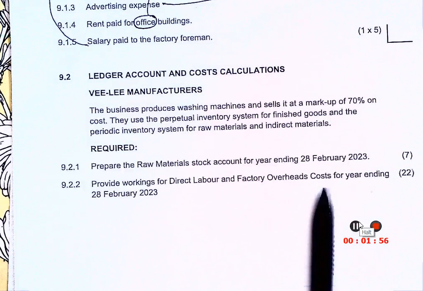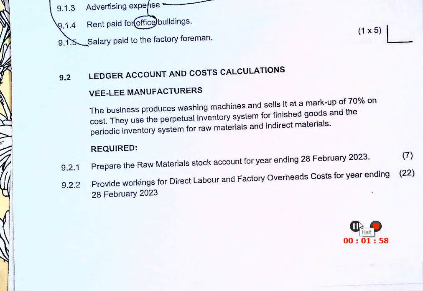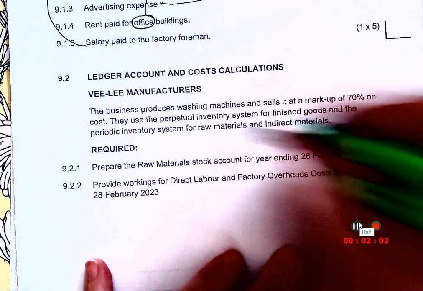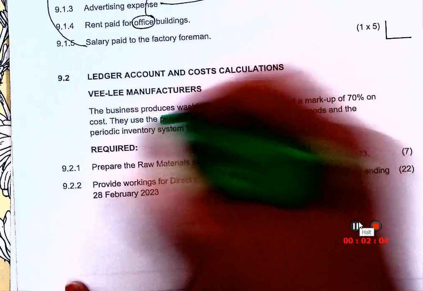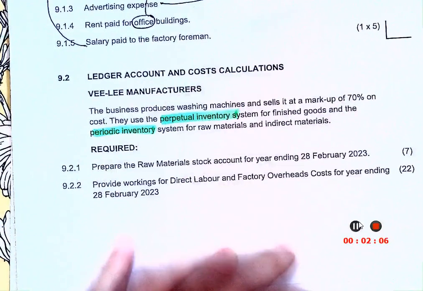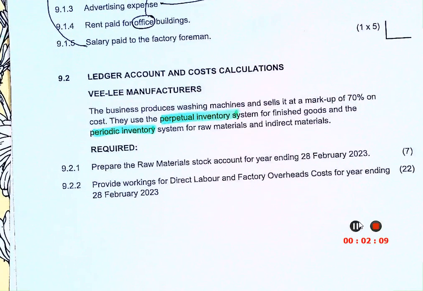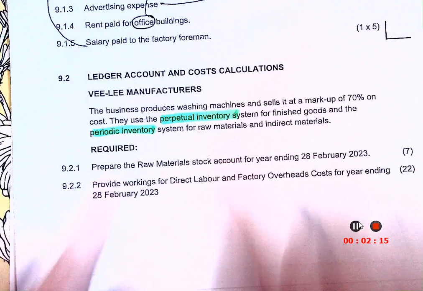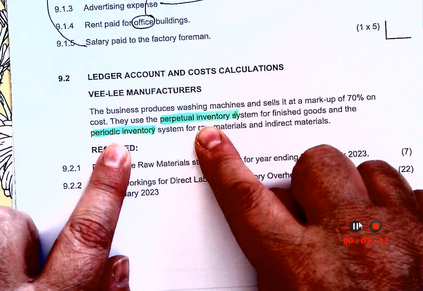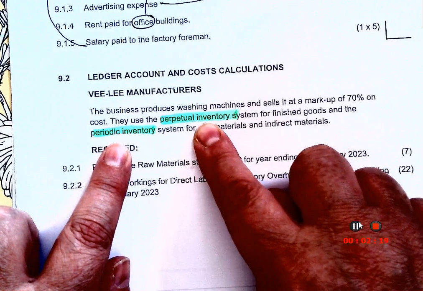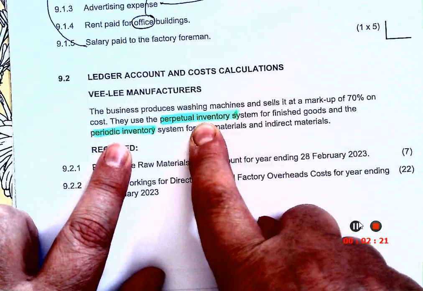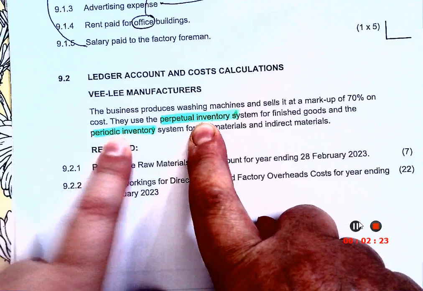So you'll see here they talk about two different things. They talk about a perpetual inventory and a periodic inventory. Is there anybody who picked that up? Or did you just start with required? You just started with required. So this is going to be a topic that we're going to do after budgets. Basically, it's just two stock systems, how we treat our stock.